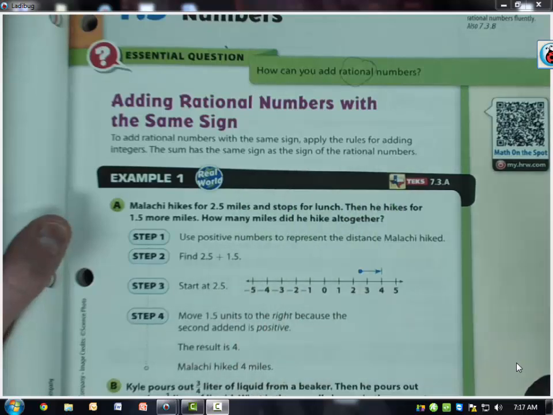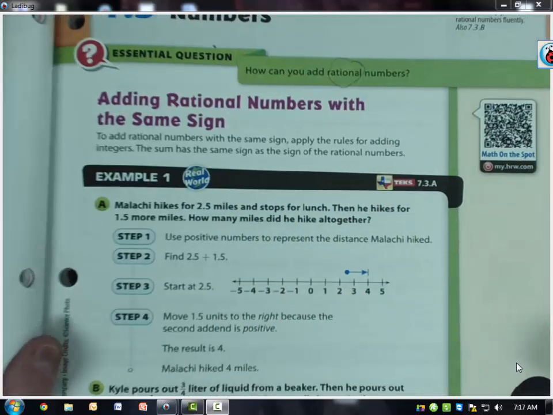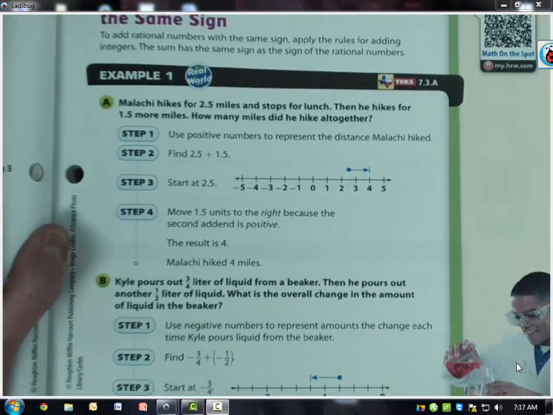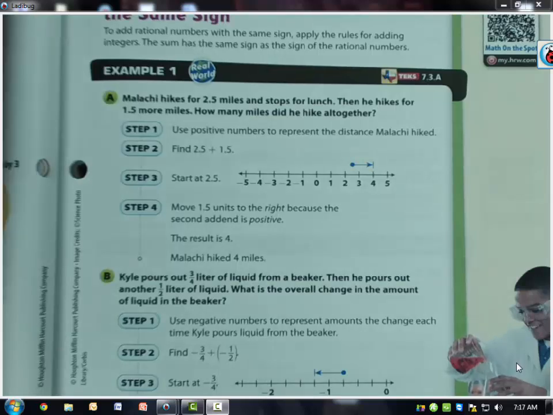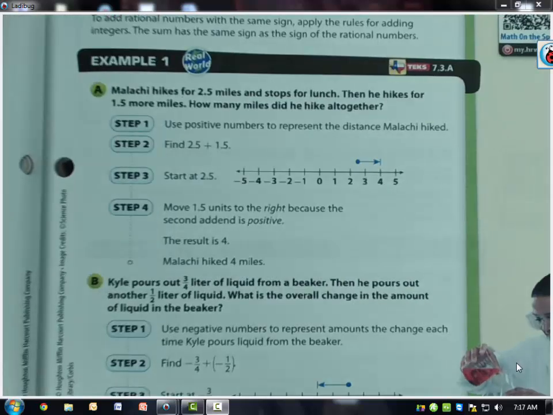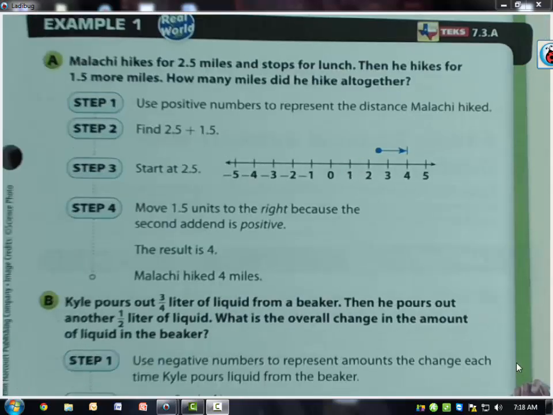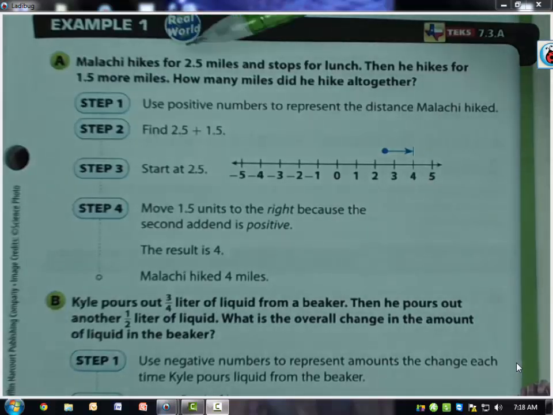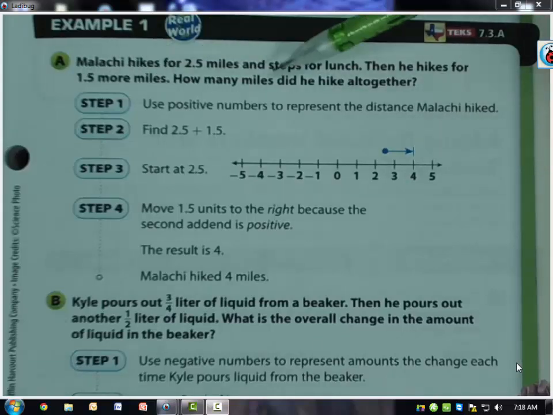Okay, so example number 1. When I go through this, guys, I am not going to read every little thing because this video would take forever. So what I'm going to do is read the questions and we're going to do our own steps in a faster version. So for the first question, Malachi hikes 2 5/10 miles or 2.5 miles and stops for lunch. Then he hikes 1 5/10 miles or 1.5 more miles. How many miles did he hike all together?